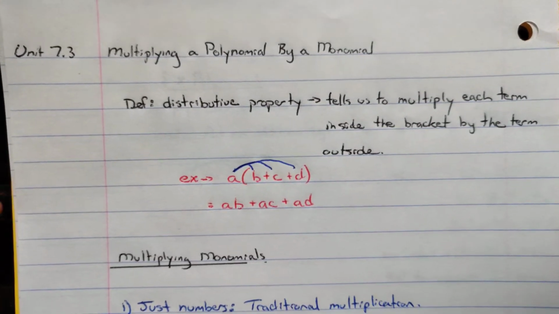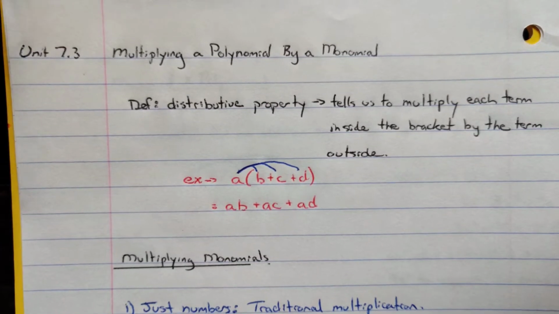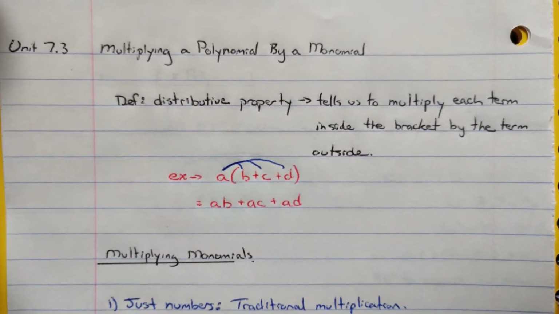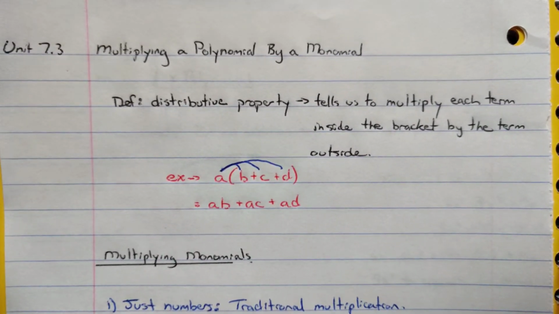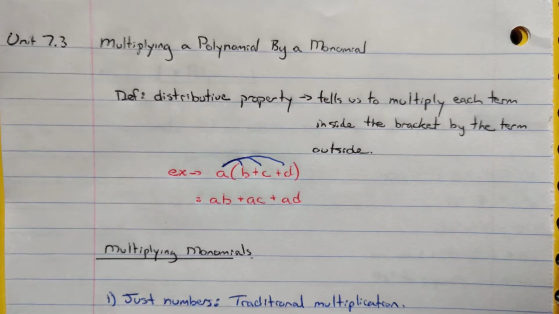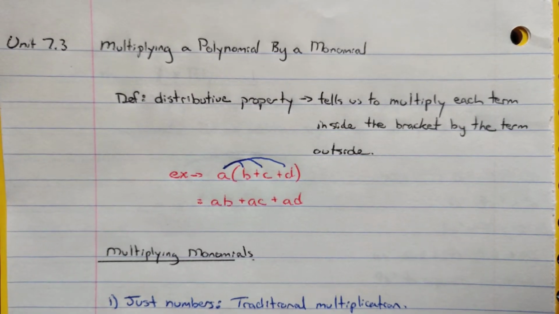So last time we were looking at adding and subtracting some polynomials. In this case, we're going to look at multiplying polynomials by a monomial, so a single term. So multi-terms by single terms. And one of the concepts we're using here is what's called the distributive property. It tells us to multiply each term inside the bracket by the term outside the bracket. We're going to distribute the multiplication.